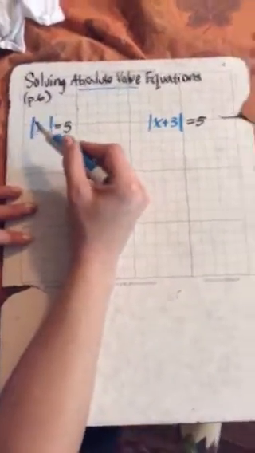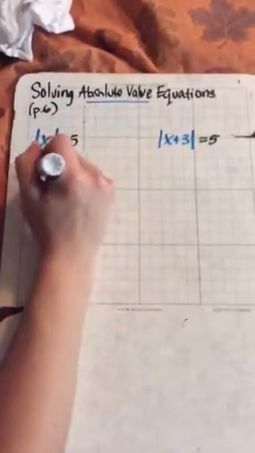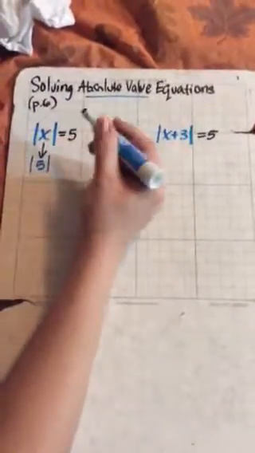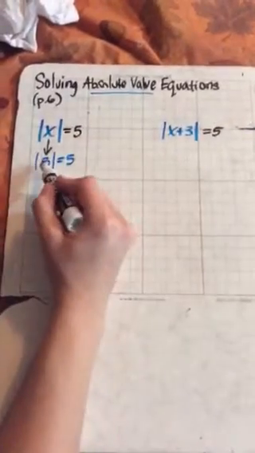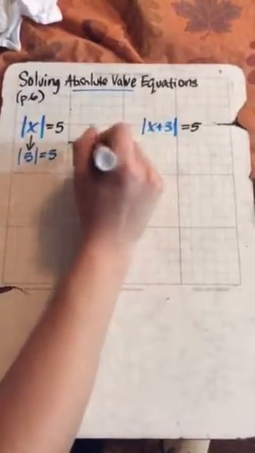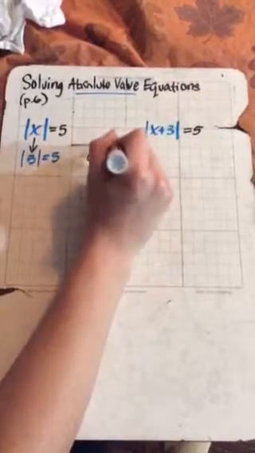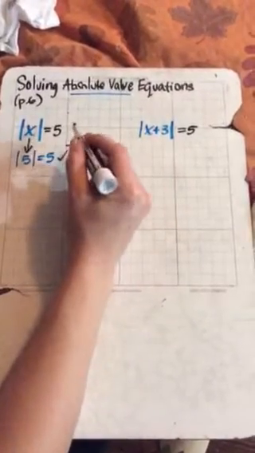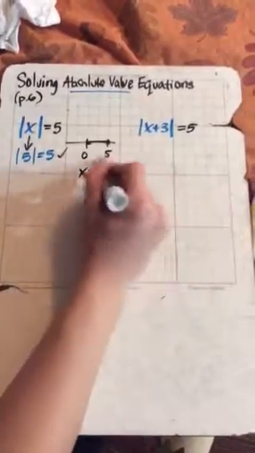We're saying what value will make this equation true. If x was 5, then that would be saying the absolute value of 5 is equal to 5. So that means the distance from 5 to 0, that distance is 5. So that's true. So x equals 5 is a solution.